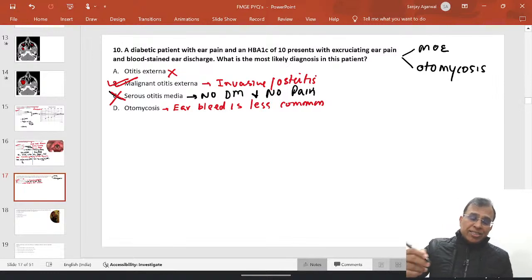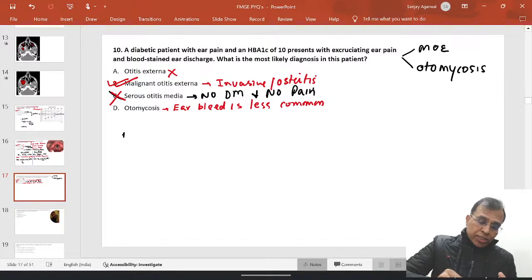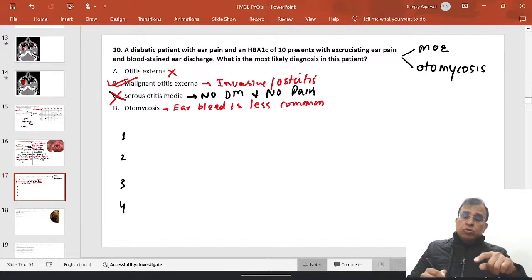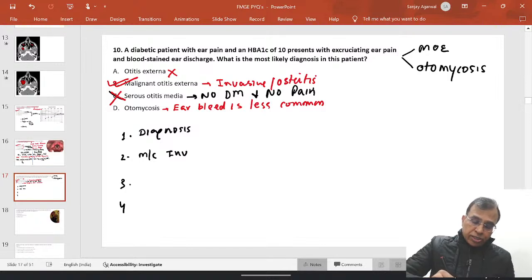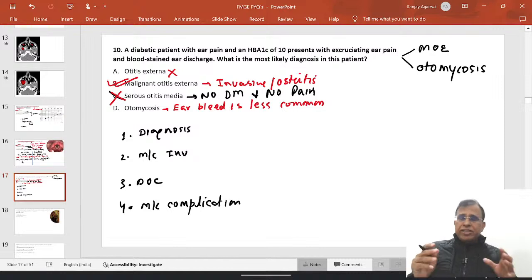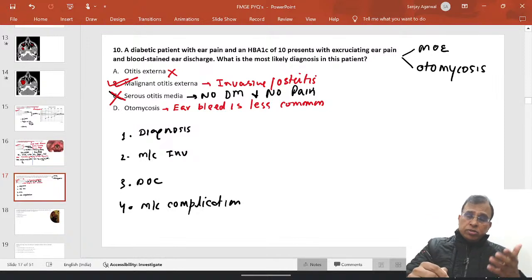Now, with malignant otitis externa, this is the type of history usually asked. They'll say you have diabetes with severe pain, maybe discharge also, and they'll ask one of four questions. The history is very similar to the one given in this question. Either they will ask you the diagnosis, which was this question, or the most common investigation done, or the drug of choice, or the most common complication. They ask only one of these four questions, so you can predict what the question is going to be. The diagnosis we know from the history.